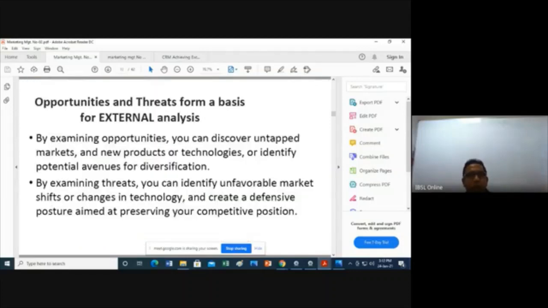Okay. So opportunities and threats form the basis of external analysis, as I said, it is mostly an external analysis. By examining opportunities, you can discover untapped markets and new products or technologies, or identify potential avenues for diversification. By examining threats, you can identify unfavorable market shifts or changes in technology and create a defensive posture aimed at preserving your competitive position. So what you do at this situation analysis stage is try to understand all that is around you: as an internal company, the internal factors, strengths and weaknesses, and the external factors, threats and opportunities, that are identified now.